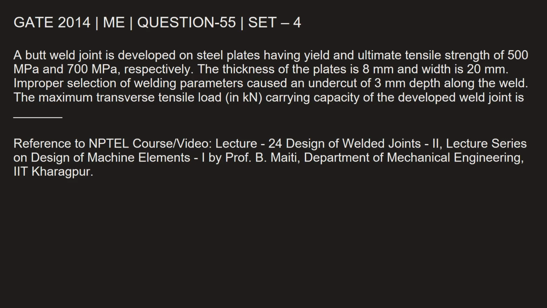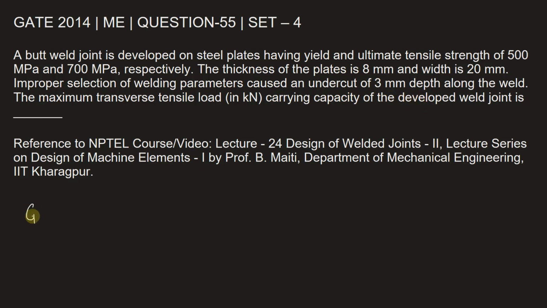This question is from GATE 2014 Mechanical Engineering paper set 4, question number 55. A butt weld joint is developed on steel plates having yield and ultimate tensile strength of 500 megapascal and 700 megapascal respectively. The thickness of plates is 8 mm and width is 20 mm. Improper selection of welding parameters caused an undercut of 3 mm depth along the weld. The maximum transverse tensile load in kilonewton carrying capacity of the developed weld joint is dash.